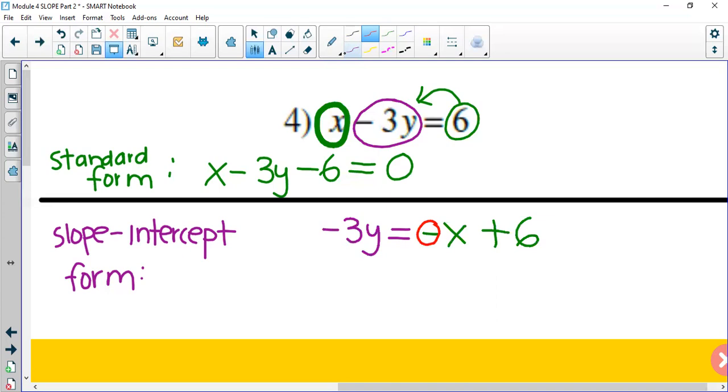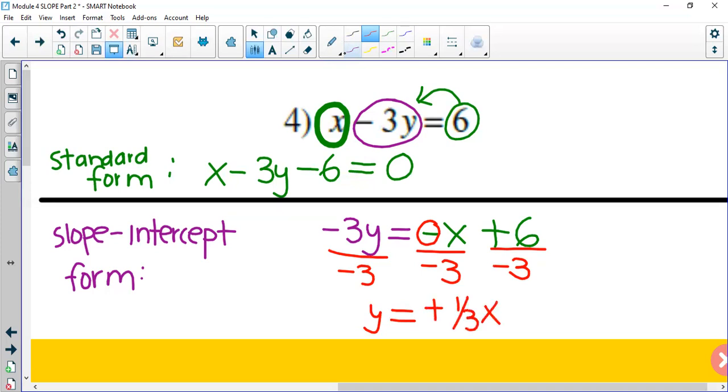Yep. Very good. I have to divide every single term by negative 3 in order to figure out my slope and my y-intercept. So the equation becomes y is equal to negative 1 divided by negative 3 is going to be positive 1/3 x. Positive 6 divided by negative 3 is a negative 2.